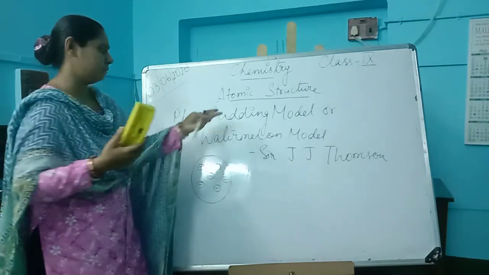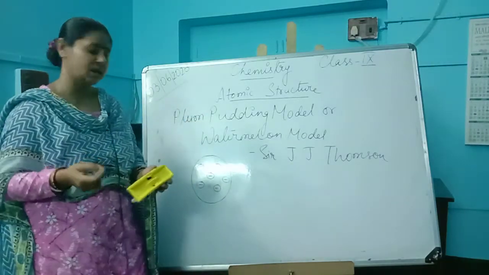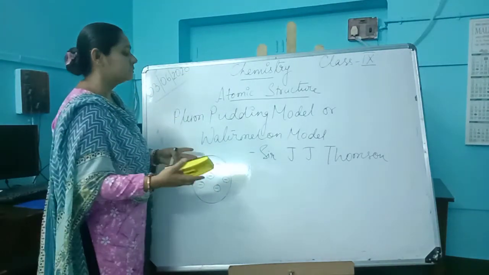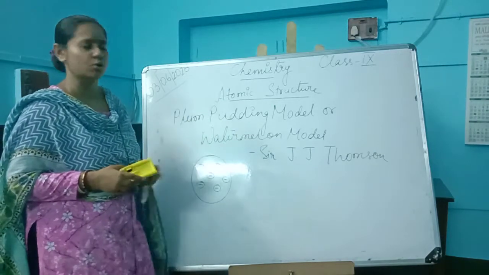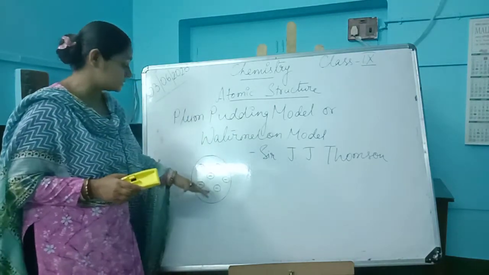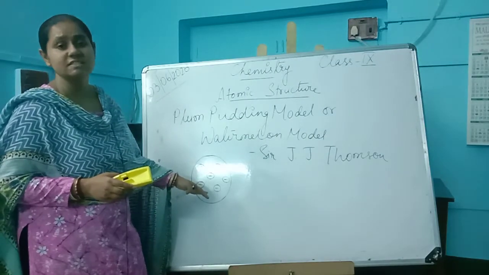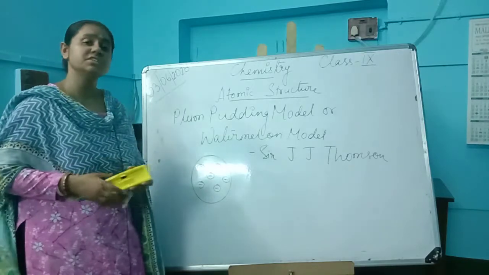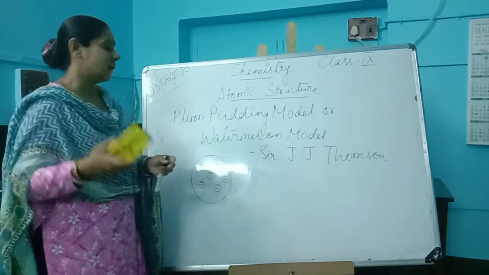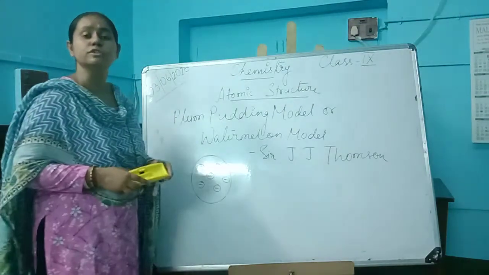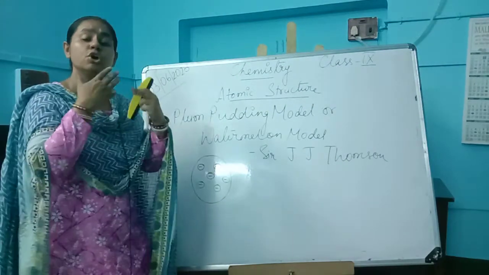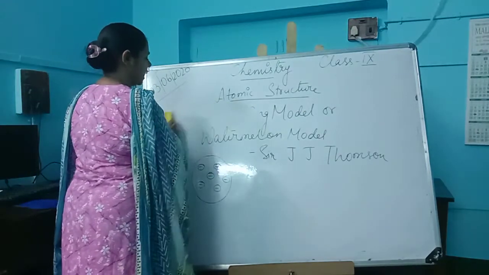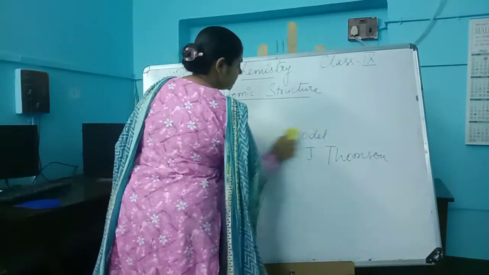At the time of preparing pudding, if you use plums, the plums all remain scattered inside the pudding. In the similar manner, Sir J.J. Thomson named this model like this. But this model could not explain the properties of the atom very well. That is why this entire model proposed by Sir J.J. Thomson was completely discarded.